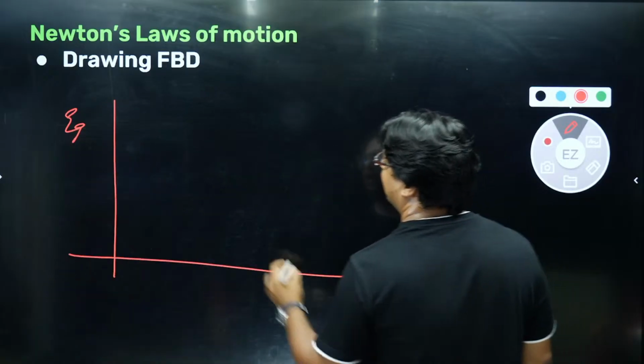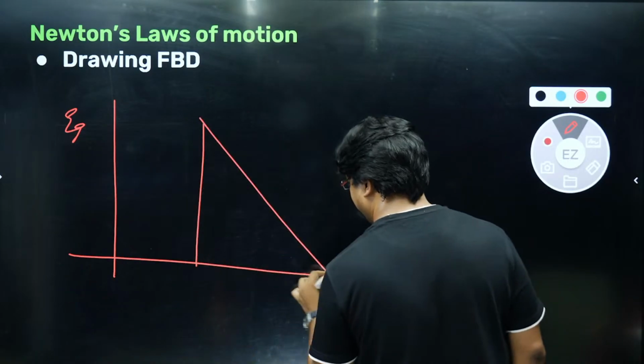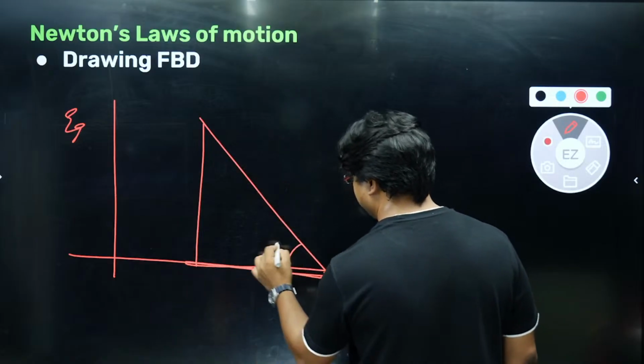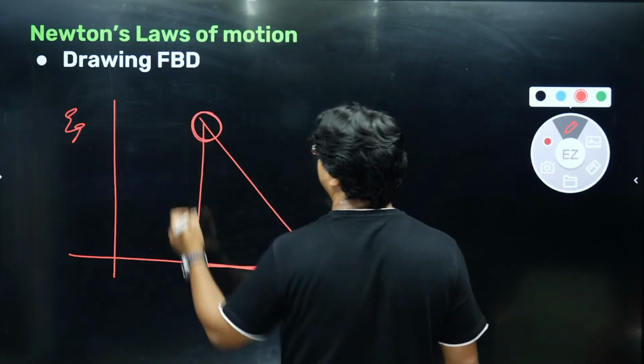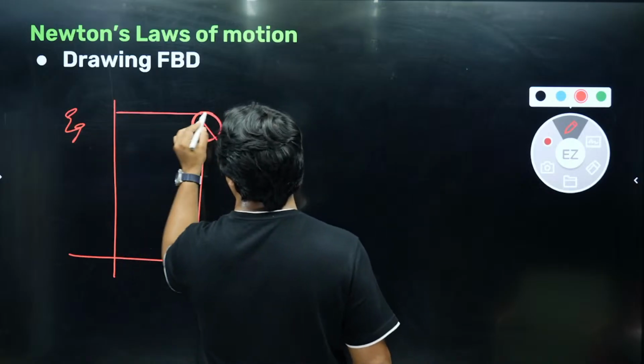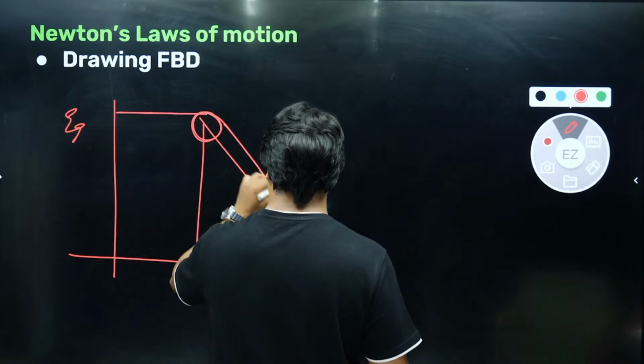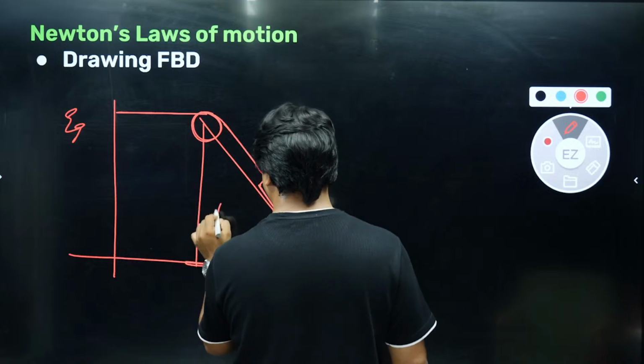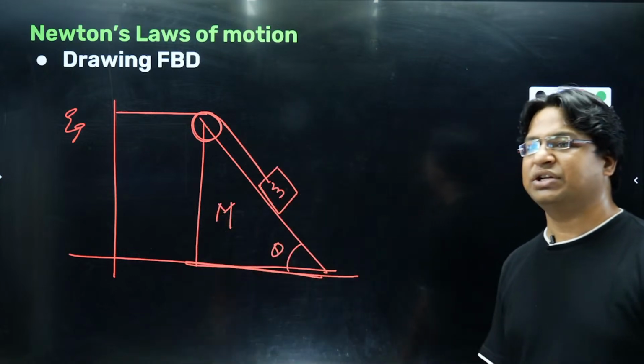Okay, this is a wedge, or basically an inclined plane with inclination theta. There is a pulley here. And then there is a string here, and then there is a block here. So this is the arrangement, let's say. There is no friction here. There is no friction anywhere.